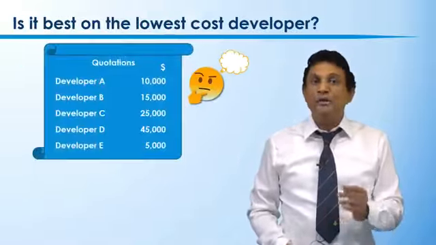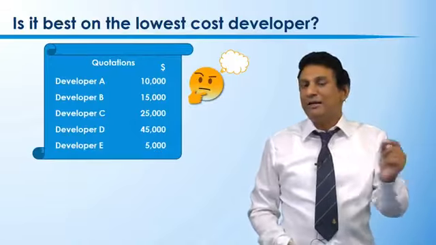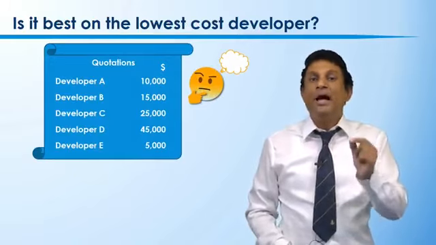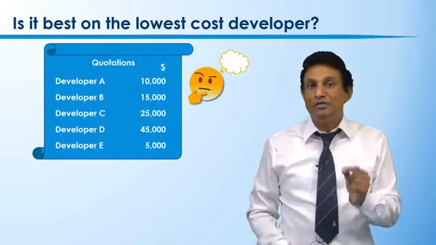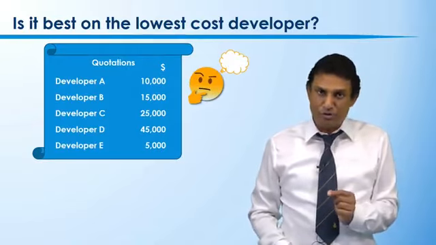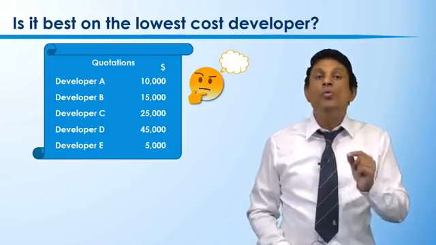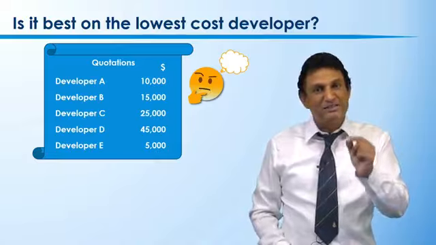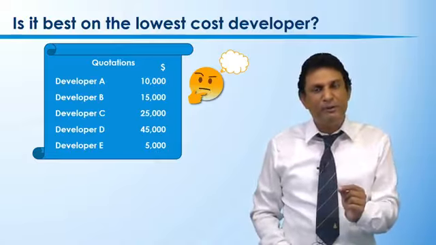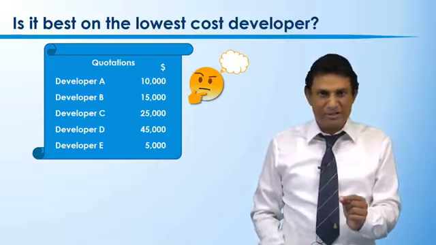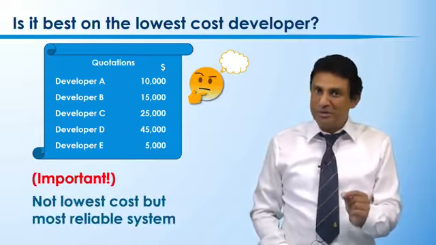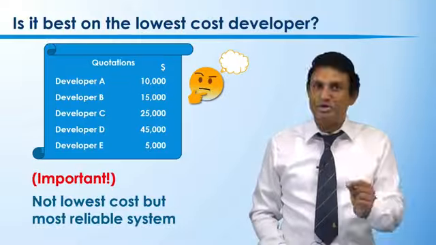Understand? So now assume that 10 companies or 10 developers give you feedback, and they want to submit their proposal to your organization. When we decide which organization is going to develop the system for you, do you make the decision only depending on the cost? That's the wrong approach. Cost is one very important thing, but at the same time we should make sure that the system is reliable.